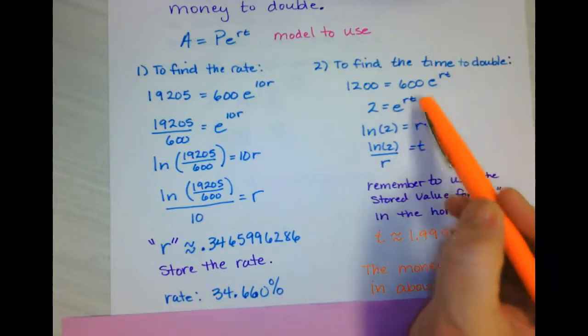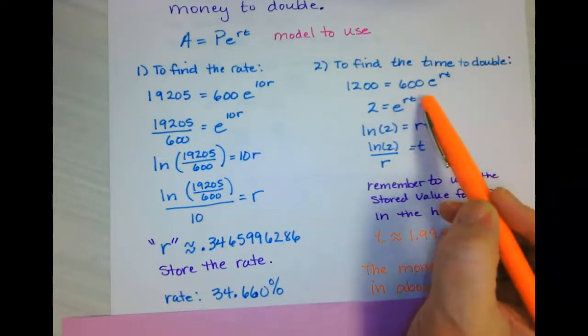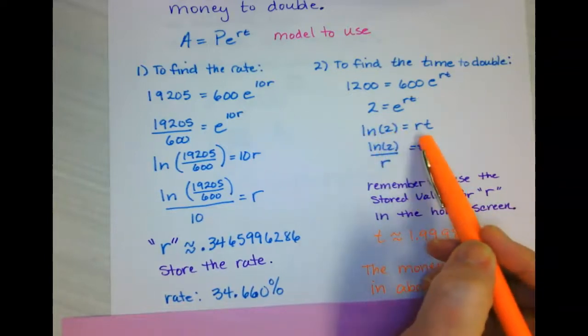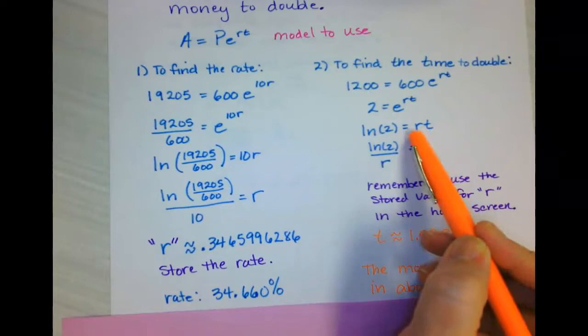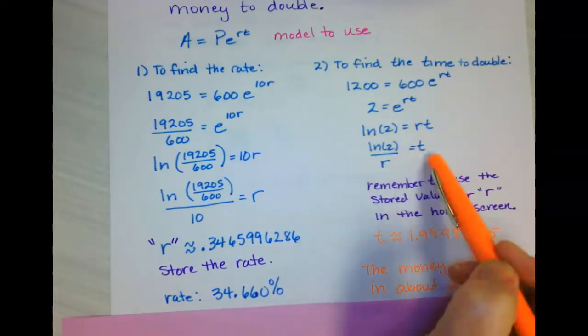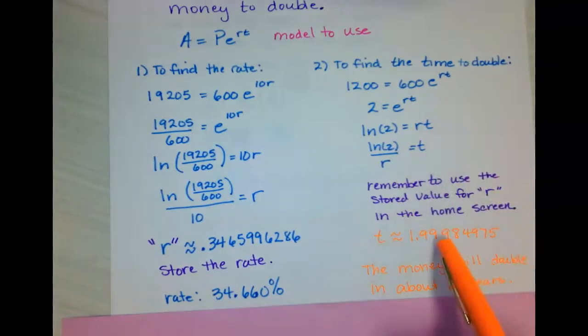So I know that I need to get the T out of here to solve for it. So I'm going to convert it to a log. Natural log of 2 equals RT, and then remember R is a number, we've just stored it. So we're going to divide both sides by R. So to find out T, this is what I put in my calculator. And when I make that calculation, I get this. So the money will double in about 2 years, because 1.9998 is pretty darn close to 2 years.